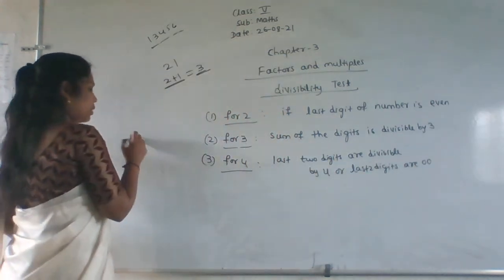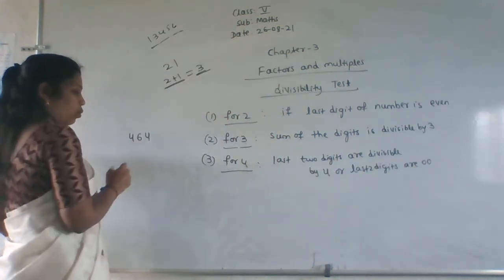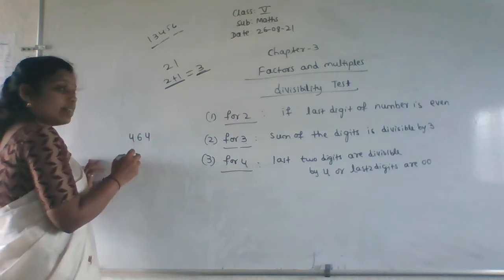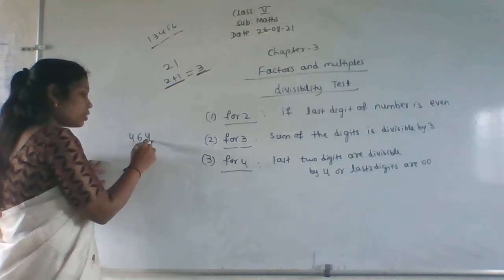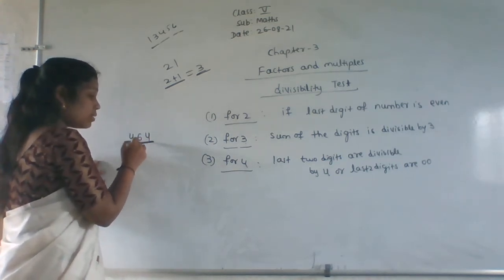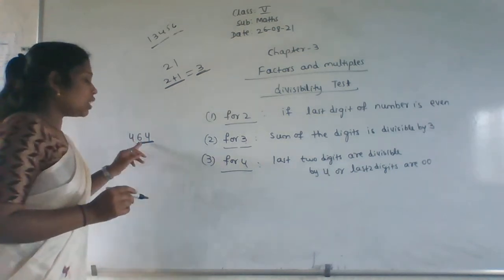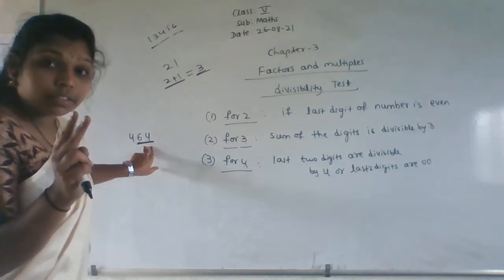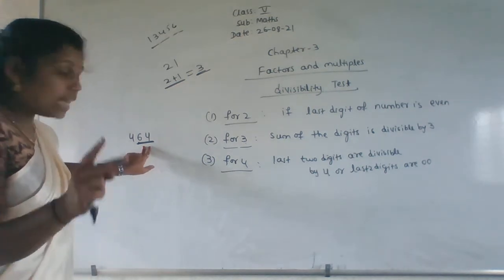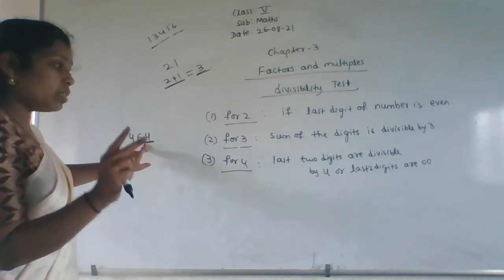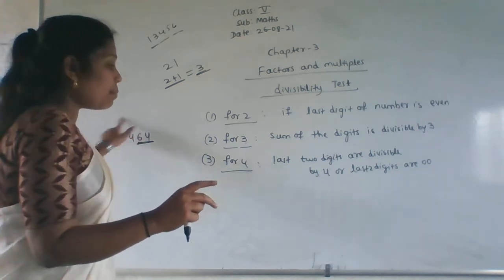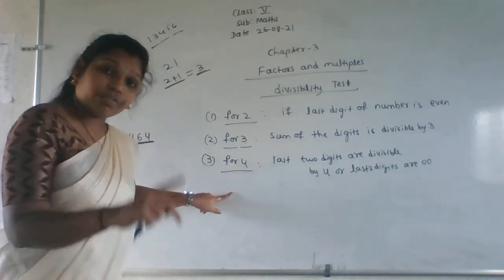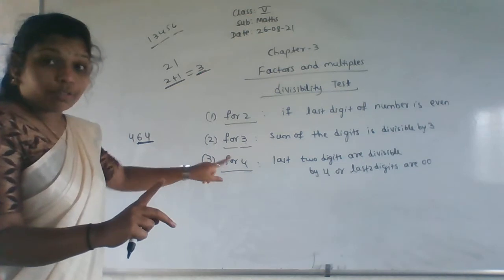Okay, if the number is like this, 464, how to check whether it is divisible by 4? Last 2 digit number means here 64. Now check whether 64 is divisible by 4 or not. Only the last two digits you have to check here. If the last two digits are divisible by 4, then the whole number is divisible by 4. That is the rule for 4.